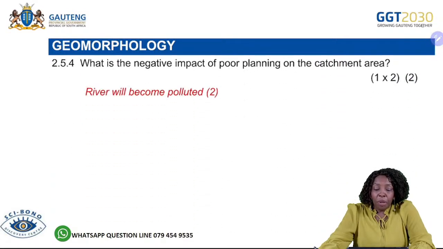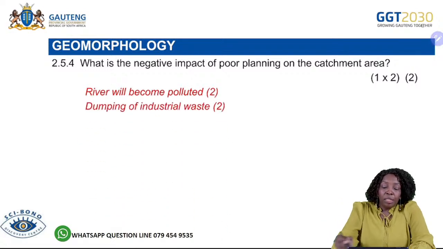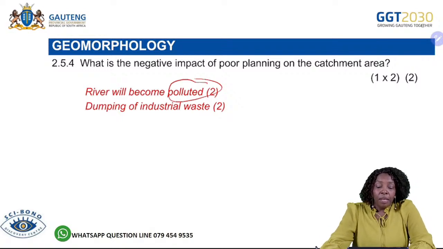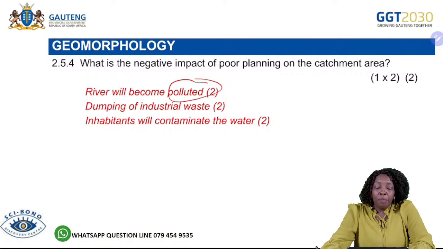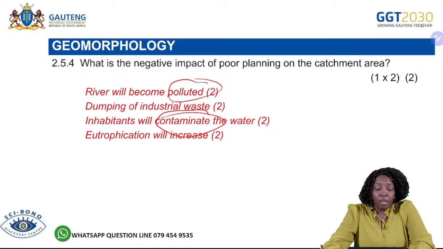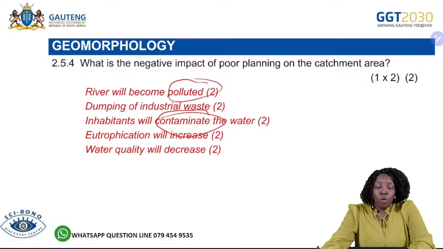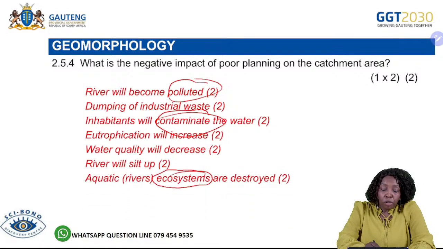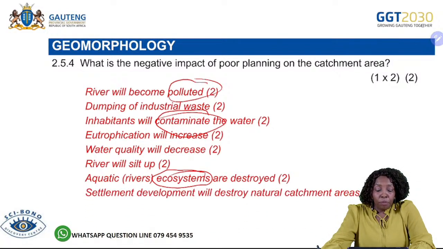What is the negative impact of poor planning on the catchment area? The river becomes polluted. So these are the impacts if we don't manage our catchment areas well. Dumping of industrial waste, inhabitants that contaminate the water, pollution that we cause onto the river, eutrophication from animals will also increase, water quality will decrease, and the river will silt up. That is not good for the river, as it will impact on what? It will impact on the ecosystem and it will be destroyed.